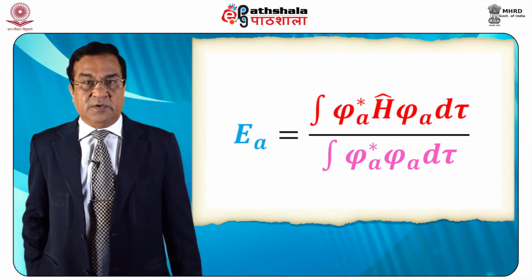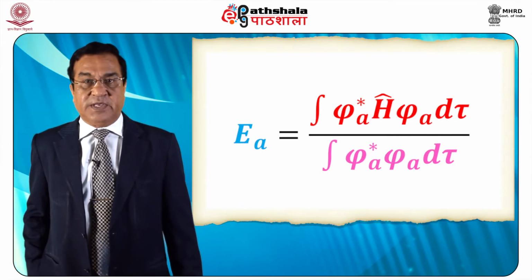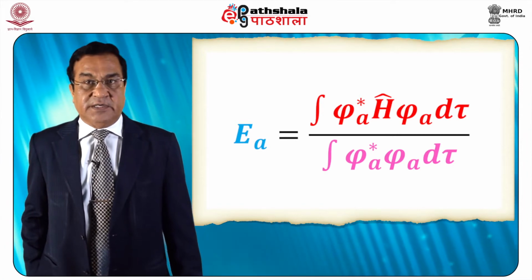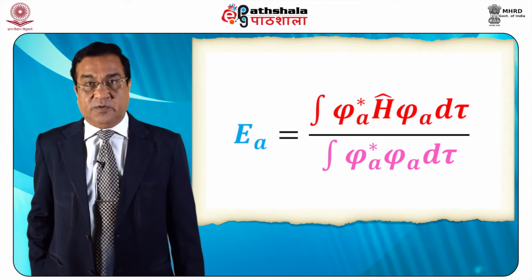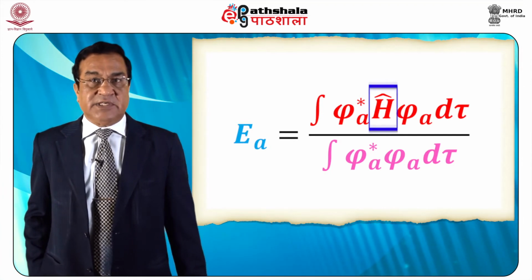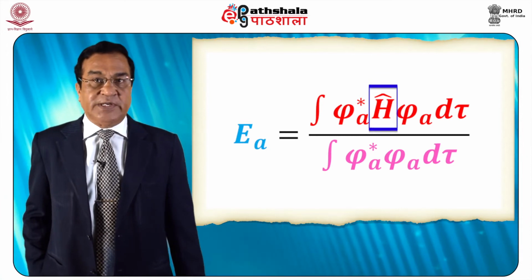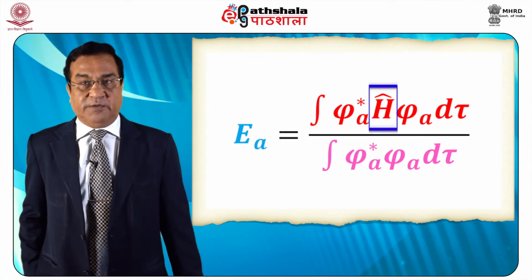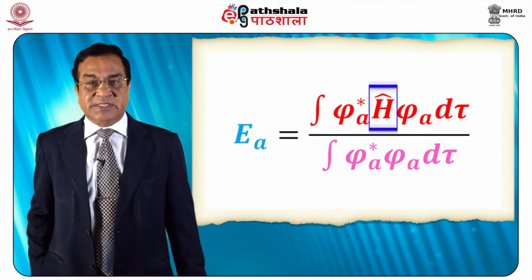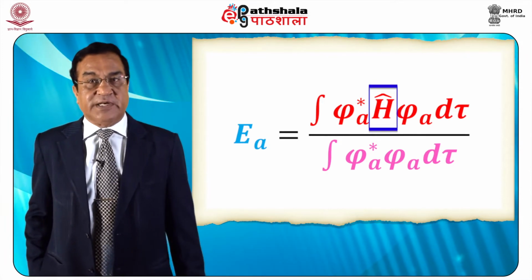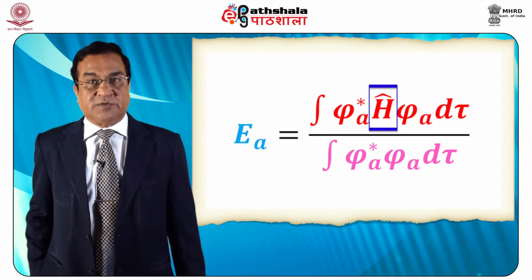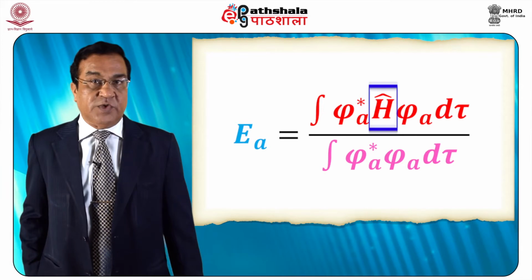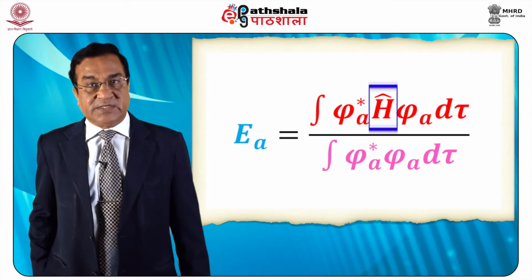The approximate energy in this method is given by the following relation: E A equals integral phi A star h cap phi A d tau divided by integral phi A star phi A d tau. In this, please note that h is the Hamiltonian and we don't need to define the Hamiltonian exactly. This is something very unique in this method. We don't need to define it. We assume that it basically incorporates the effect of the interaction of pi electrons with the rest of the molecule. And in the rest of the molecule, we have both sigma electrons as well as the nuclei.